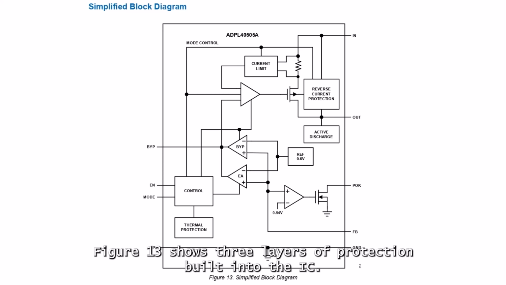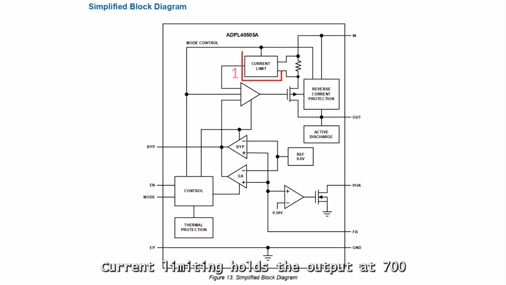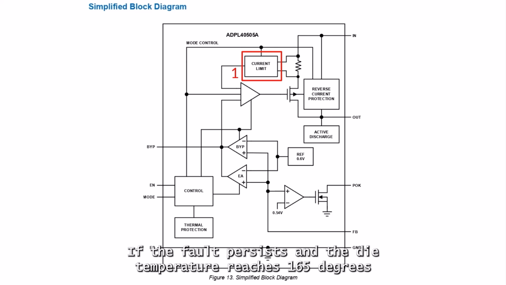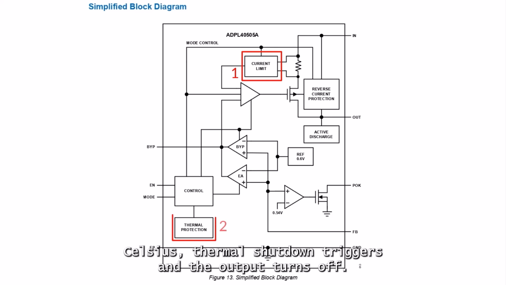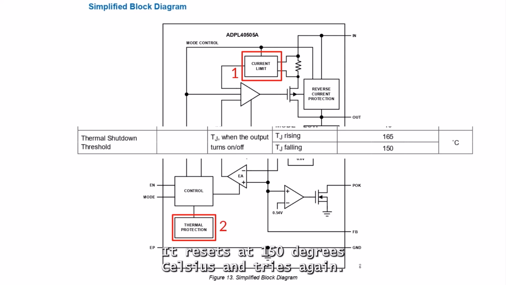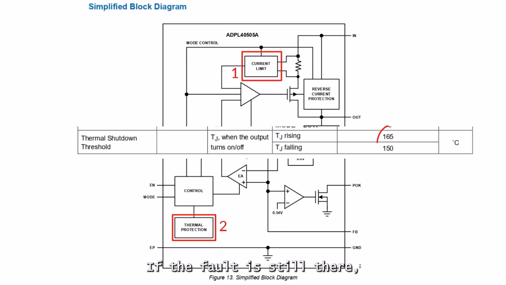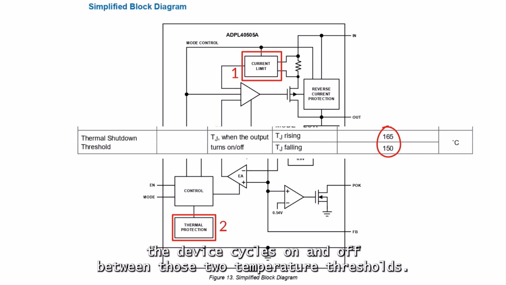Figure 13 shows 3 layers of protection built into the IC. Current limiting holds the output at 700 milliamps, typical under a short circuit condition. If the fault persists and the die temperature reaches 165 degrees Celsius, thermal shutdown triggers and the output turns off. It resets at 150 degrees and tries again. If the fault is still there, the device cycles on and off between the two temperature thresholds.